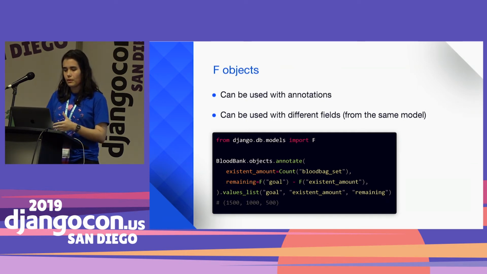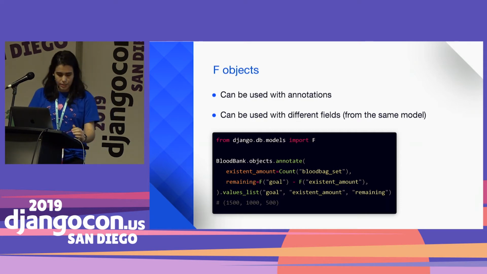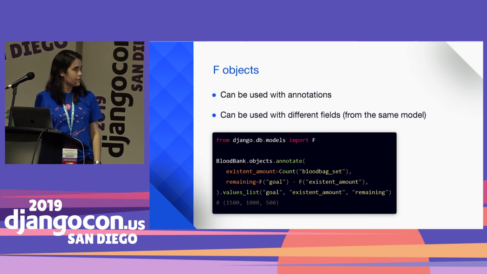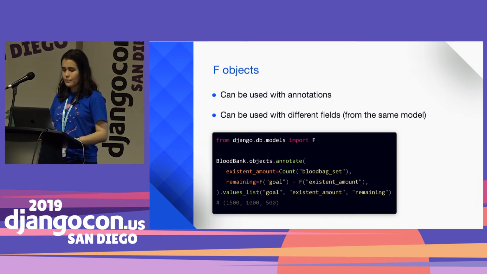In this example, we run a blood bank and want to check how many bags are missing for our goal. To do that, we can use an annotation of how many blood bags we currently have in our bank and subtract this value using F from the goal quantity, which is a field in our blood bank model. So we're going to get exactly how many bags we are missing from our goal, 500 in this case.